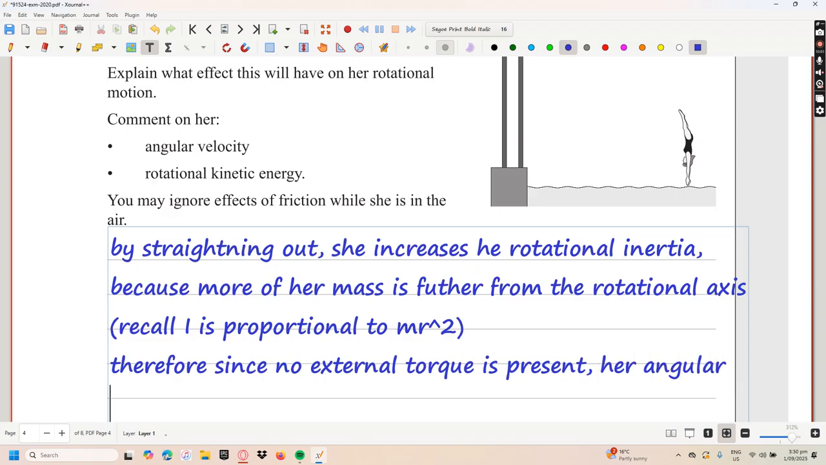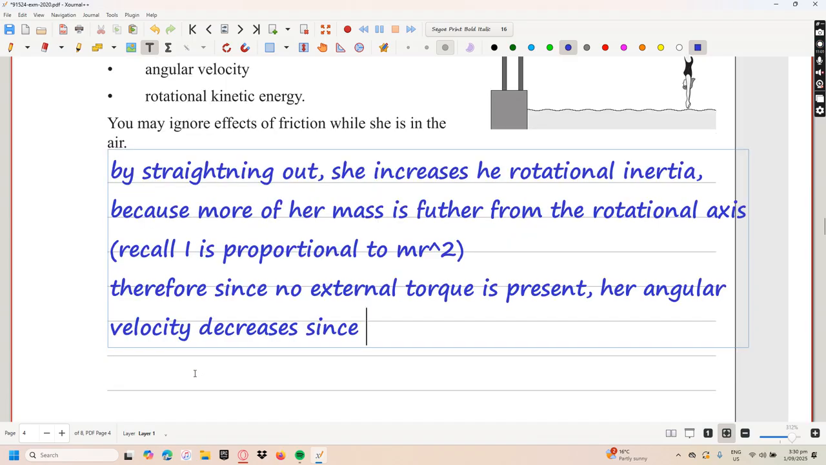her angular velocity decreases since L is constant. So angular momentum is constant. So if inertia goes up, then angular velocity has to go down.